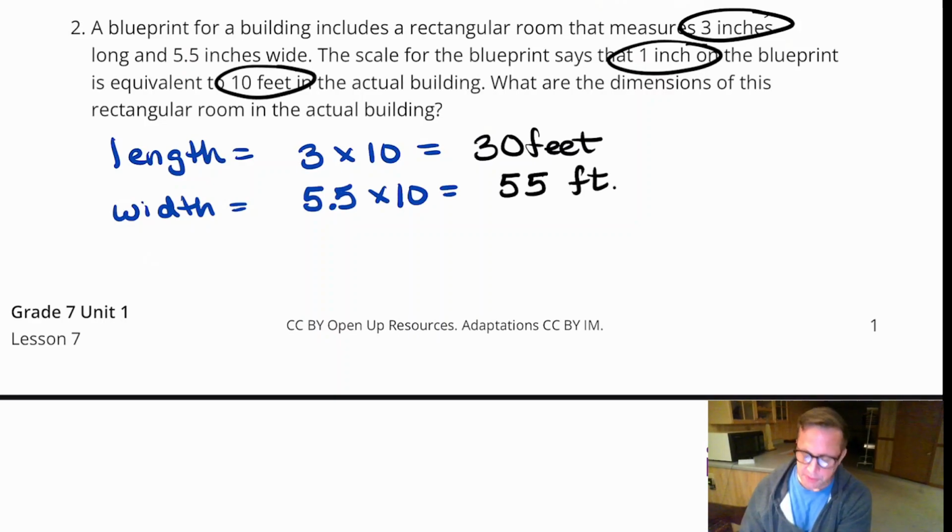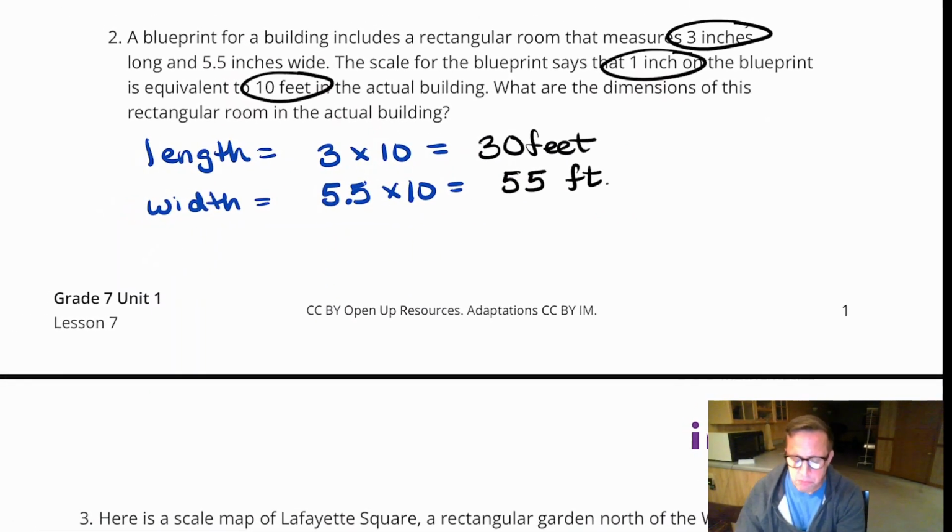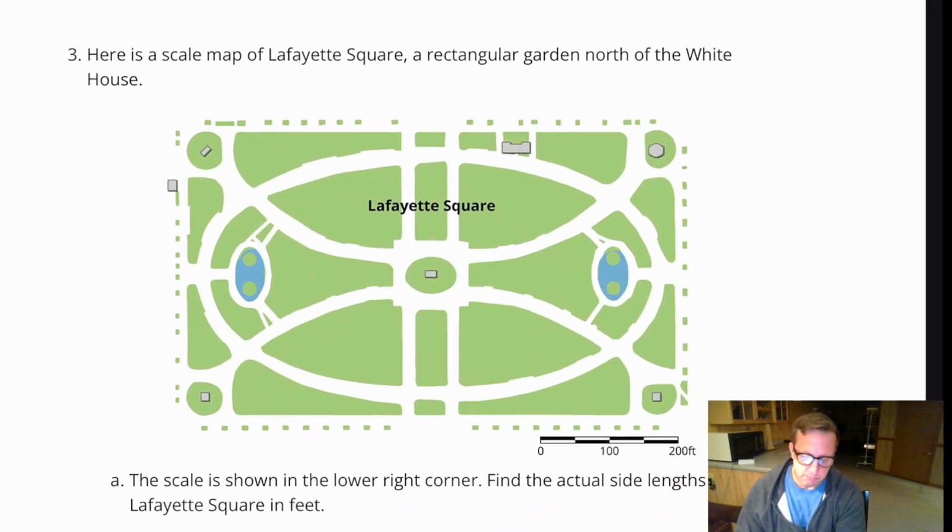I don't know why I wrote out feet. I could just do FT, just abbreviate it. So what are the dimensions of this room? 30 by 55 feet. There we go.